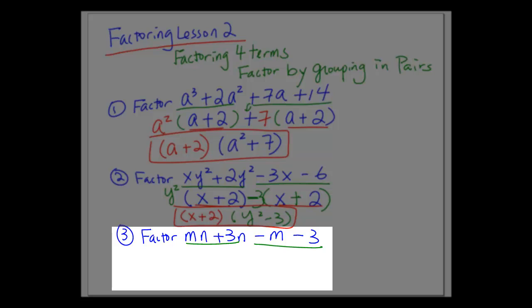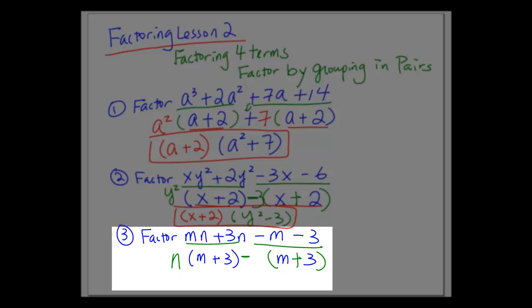And looking at the first pair, we can see that both of them have n, so we can pull out an n. And after you pull out an n, you still have m plus 3. And again, the last 2 terms started with negative, so we need to pull out a negative. And be sure to change the sign in between the parentheses. And looking at this, they actually don't have anything to pull out, so I'm going to put m and 3 there.